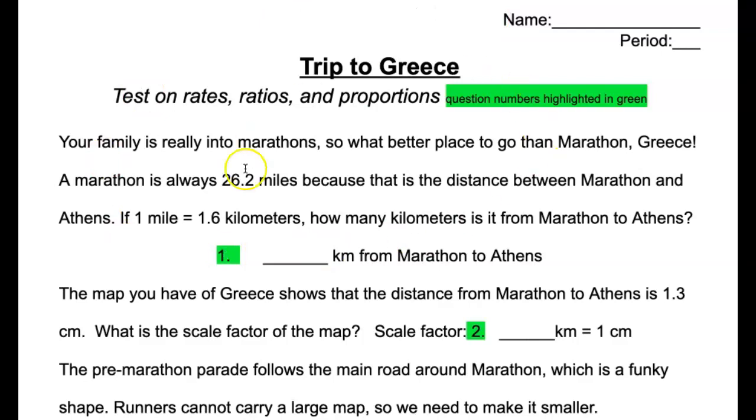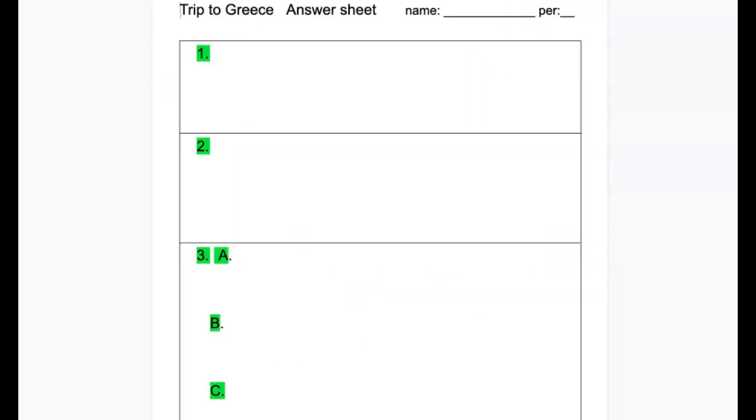You're going to need this page, or actually you can just watch this video. What you really need is a paper that looks like this. If you don't have access to a printer, then go ahead and just make a paper that looks like this. So on the first page: trip to Greece, name and class period, number 1, 2, 3, A, B, C, and D on the first page. Okay, so pause the video and get that set up.